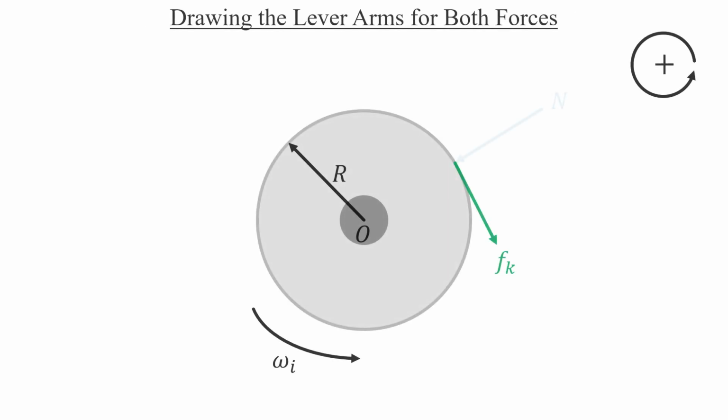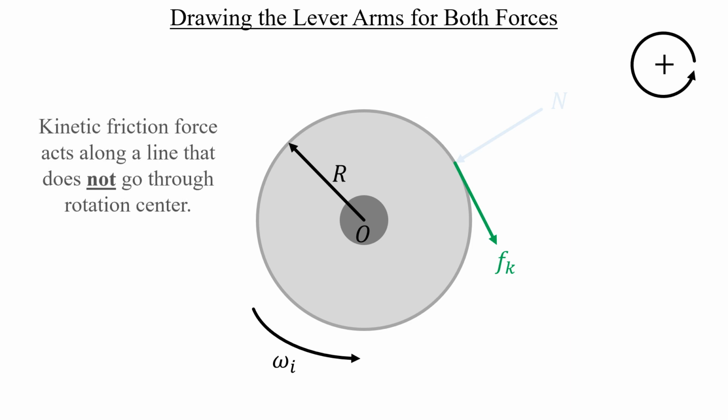Let's start with the kinetic friction force. If we look at the line that the kinetic friction acts along, it's tangent to the rim. It won't ever go through the center of the grindstone, no matter how much we extend it forwards or backwards. That's really important because it means we can draw a perpendicular distance from the center of rotation to that force, like this. But here's a question.